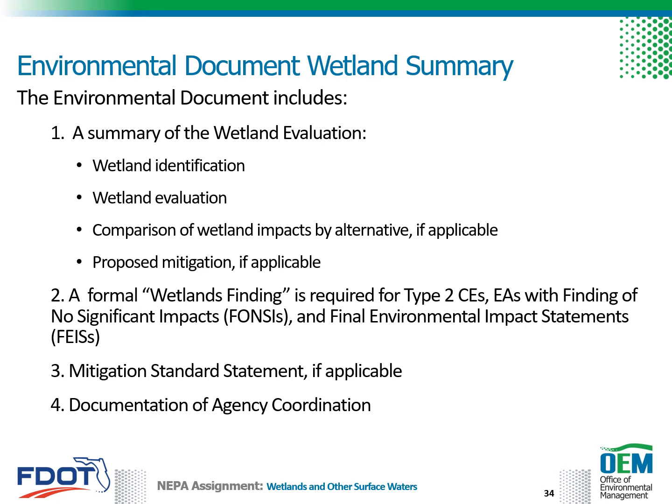The wetland summary must include the wetland identification and results of the wetland evaluation. The wetland summary should also include, as applicable to the project, a comparison of wetland impacts by alternative, proposed mitigation, the mitigation standard statement, any wetland commitments, and documentation of any agency coordination. A formal wetlands finding is required for Type 2 categorical exclusions, an EA with a finding of no significant impact, or FONSI, and final environmental impact statement, or FEIS.